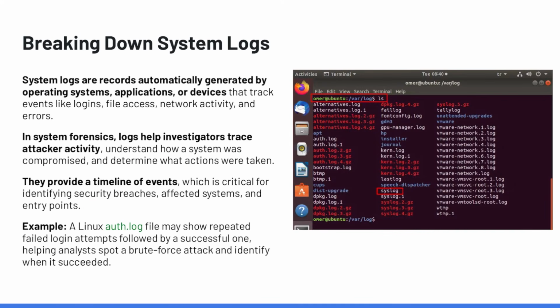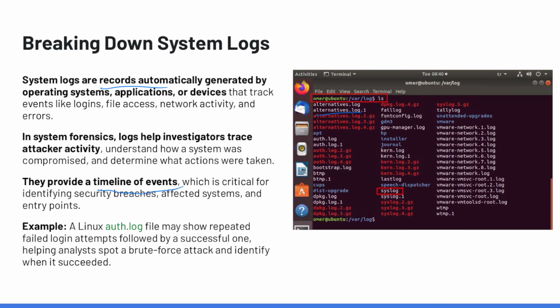Now, to go into a bit more depth into what system logs are, because I think this is an important concept. These are just records that are automatically generated by operating systems, applications, or devices. So it's literally going to be a text file, and these are some examples right here. It's oftentimes a .log file, which is basically text. And they provide a timeline of events. So they're often recording exactly what's going to be happening.